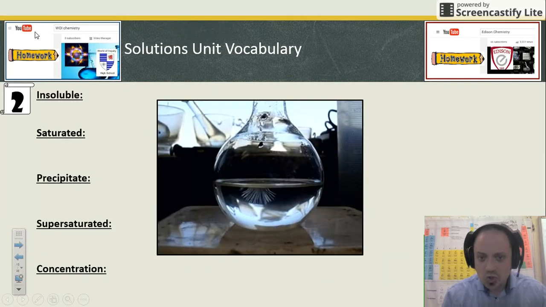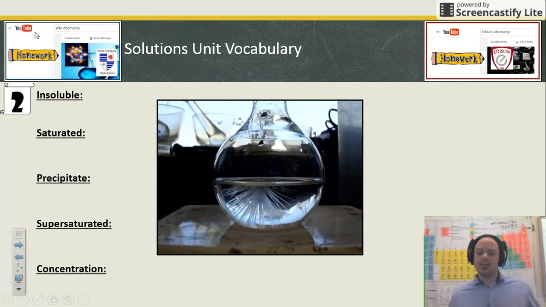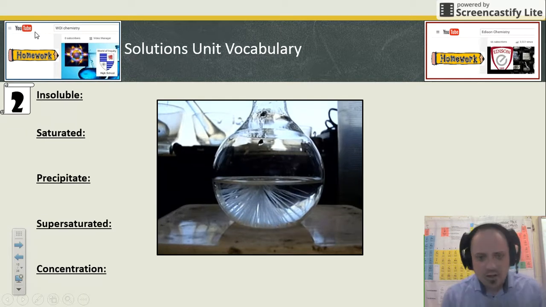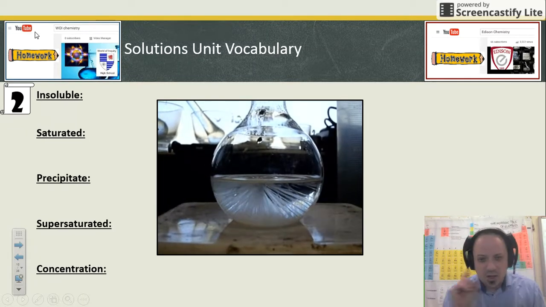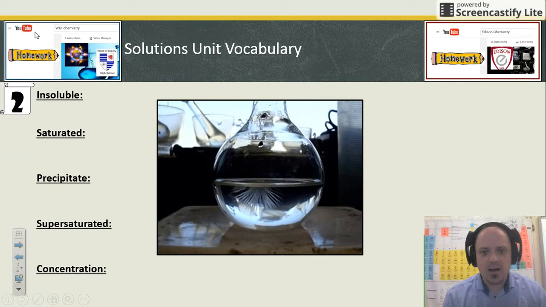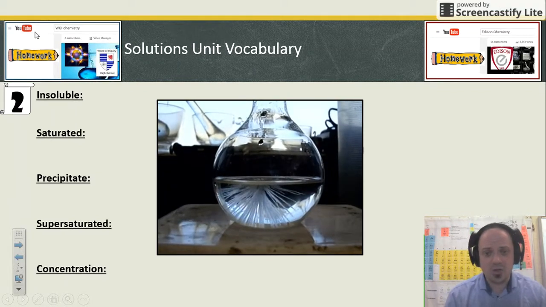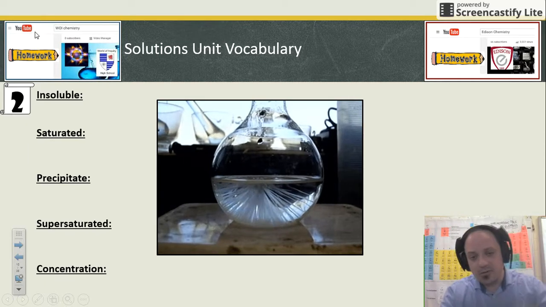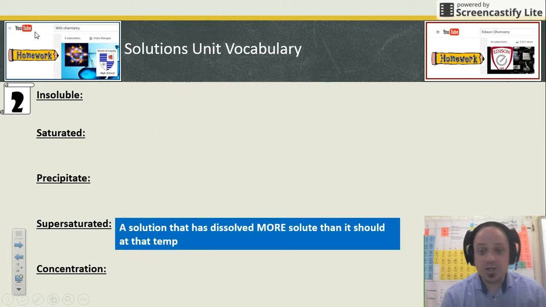Supersaturated. This is a solution that is supersaturated. We tricked it into having more solute than it's allowed to at a given temperature. And when you disturb the beaker, it will crash out and make a heterogeneous solution. So all the extra solute comes falling out of solution. It's dissolved more solute than it should at that given temperature.